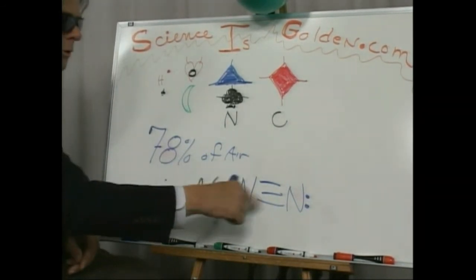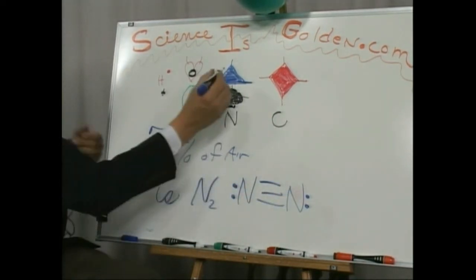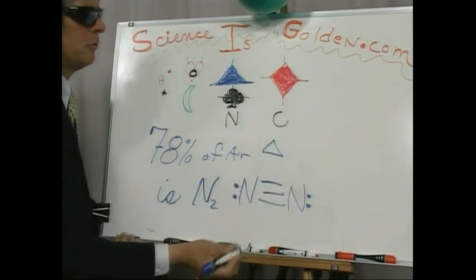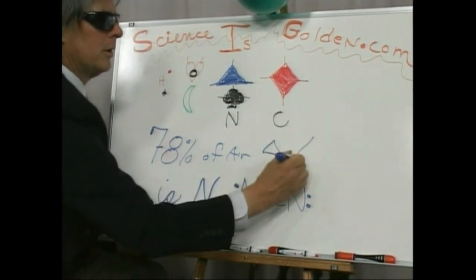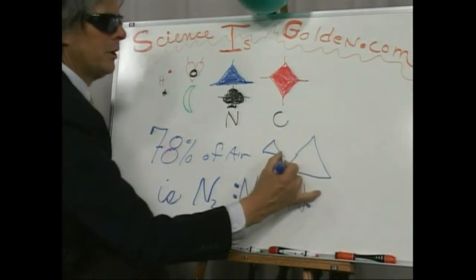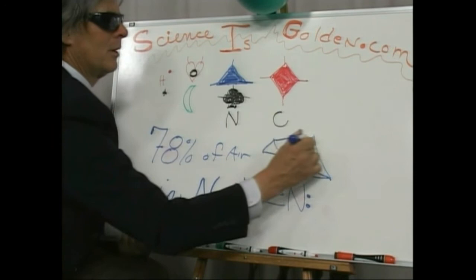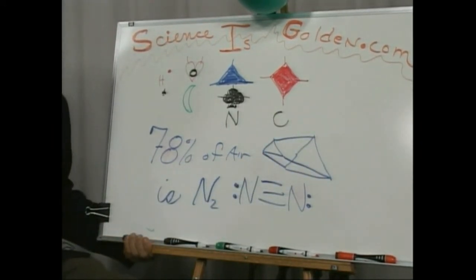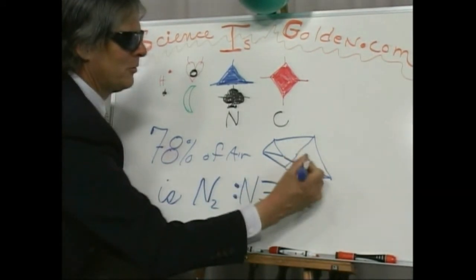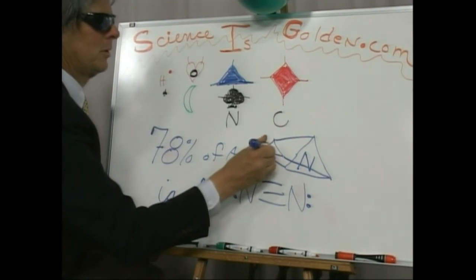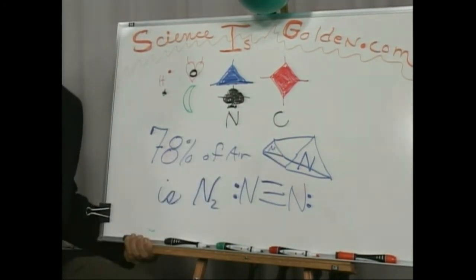The octets are all 8s, but since we're bonding here with our triangles, watch what happens. One nitrogen's a triangle. It's got 3 bonds. Another triangle with 3 bonds. What do you get? Something that looks kind of artistic, huh? Isn't that one of those 3-dimensional kind of deals? Is this frontwards or backwards? We'll put the N here. Nitrogen, nitrogen, N2.